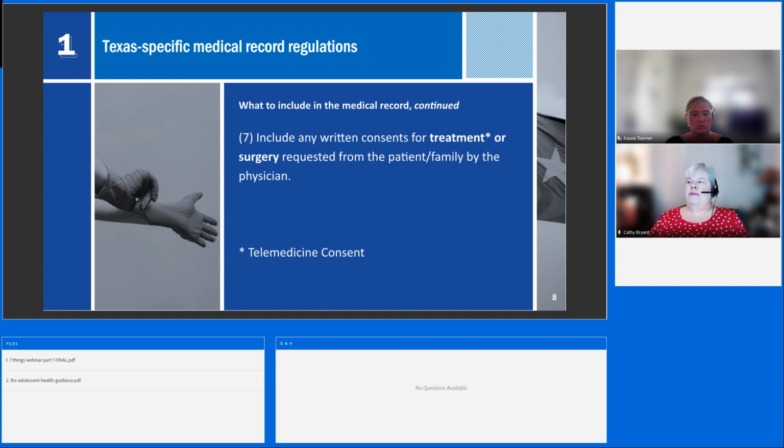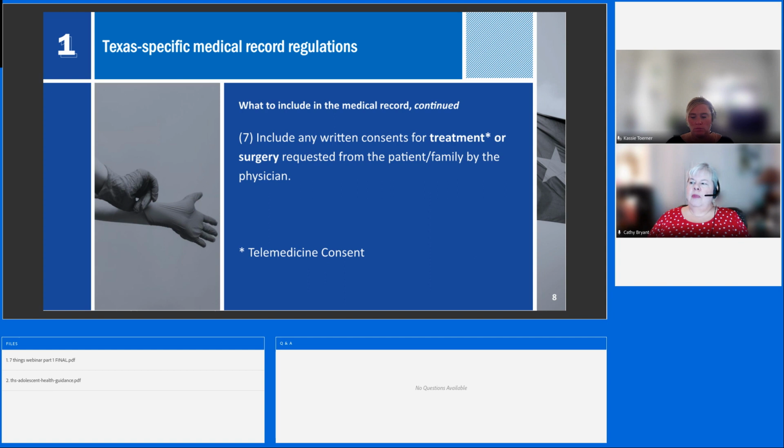Number 7 of the requirements is that you include written consents for treatment. That one's typically done one time, the first time you see the patient, or a written consent for surgery. So if you're planning surgery, after you've done the risks and benefits consultation with the patient and their family, then typically you get a signed consent. And all of those should be included in your records.